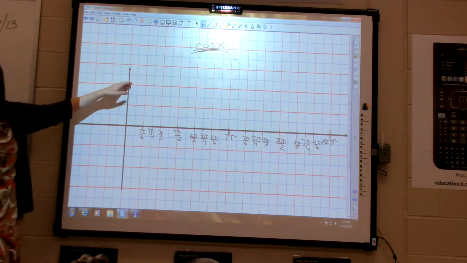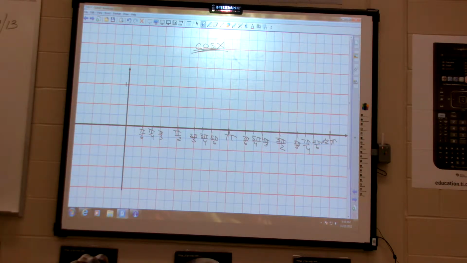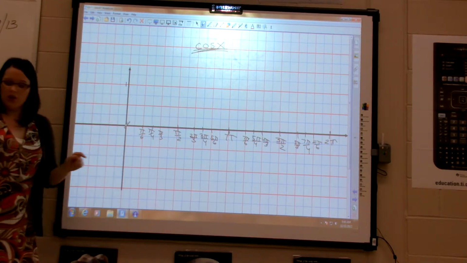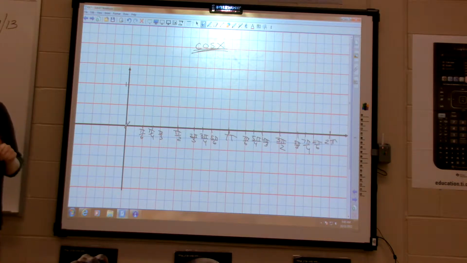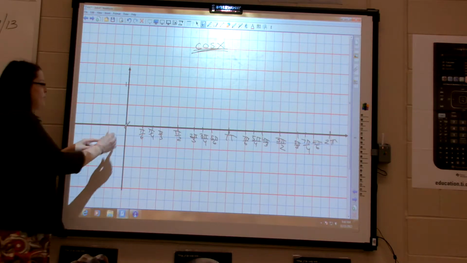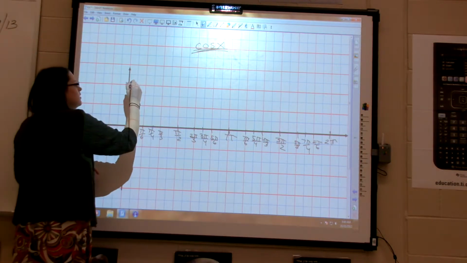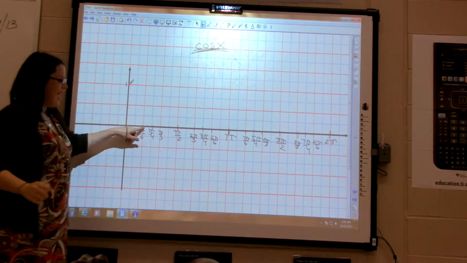Now I put 1 about 4 squares up, so I have a nice big graph. So think about how high does cosine actually go? 1. So that's how I know I have a max of 1. So now at 0, what is cosine at 0? Unit circle. Cosine is 1. You agree with that? So I'm going to put a dot up at 1. At pi over 6.